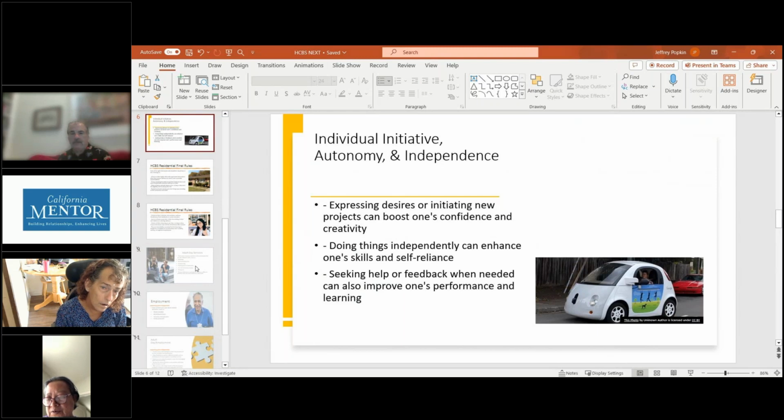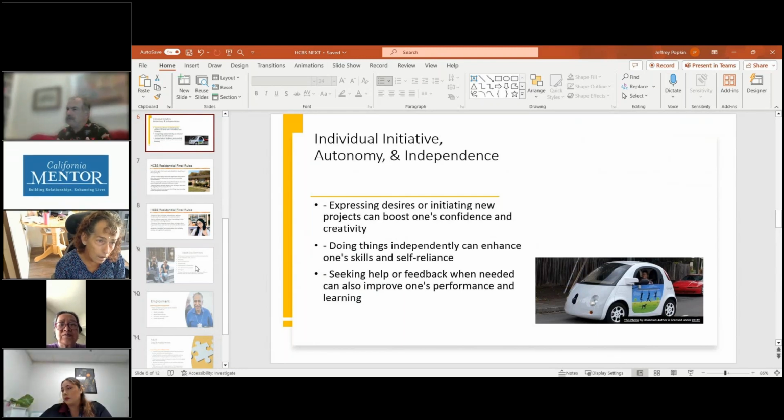Doing things independently can enhance one's skills and self-reliance. So we want clients to be able to develop more community-based skills so that they can move forward in their development. Seeking help or feedback when needed can also improve one's performance and learning. So that's not only for our clients, but it's also for us. So if we need help in how we develop new programs, say I'm stuck, I need to get my clients out in the community more, but I'm not quite sure what's a good activity or where to go or how do I go about doing it? What can you tell me?